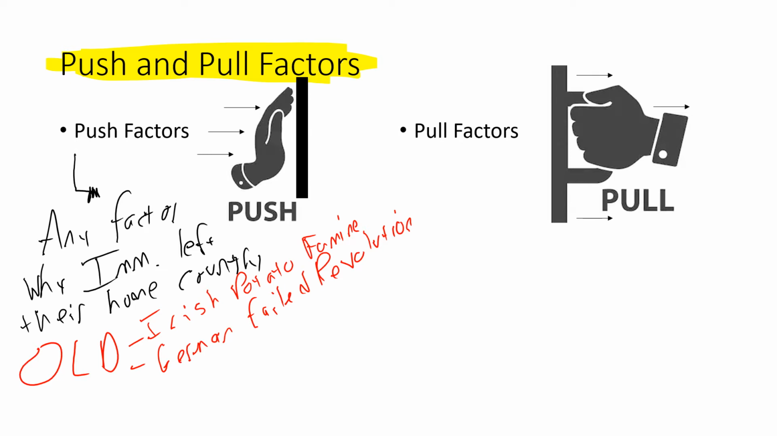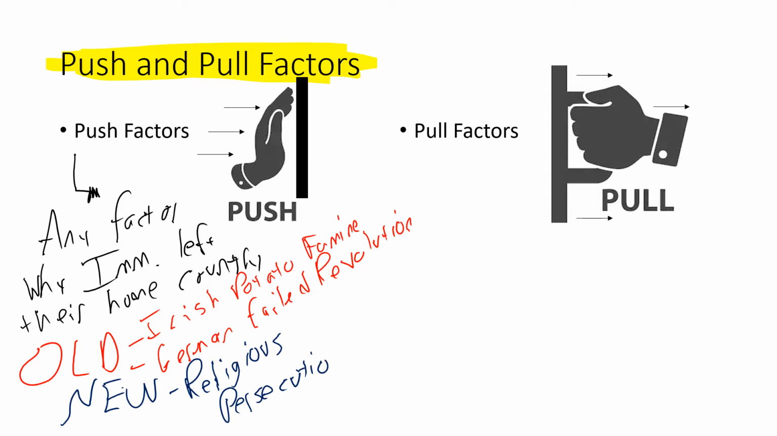And now for new immigrants, the push was a little bit different because they came at different times. The biggest thing that is going to push new immigrants is called religious persecution. Since these new immigrants were Catholic and Jewish, they were being treated unfairly in their home countries. So they decided to come to the United States, where we have religious freedom, to be able to practice the religion that they wanted to. Now, that's a push factor. So push is going to be what pushes people out of their country.